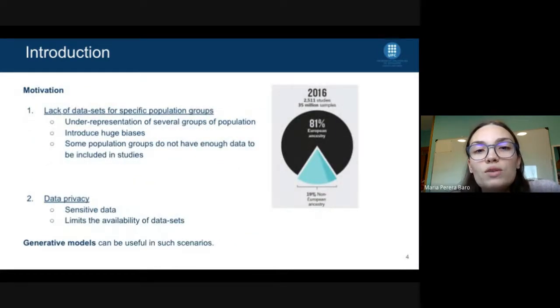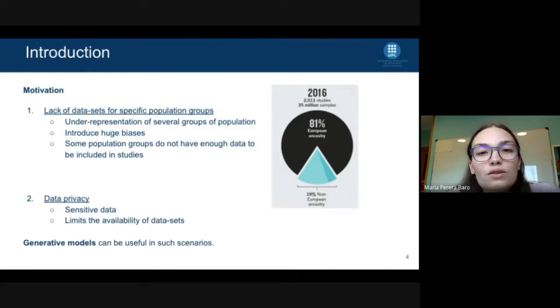There are two main challenges when dealing with biology, medical, and genomics data. The first challenge is the underrepresentation of several groups of populations. Currently, the majority of the human individuals included in genetics studies are Europeans. And this is a critical problem because this introduces huge biases in the results. Thus, some medical treatments work well for Europeans, but not for other populations such as Asians or Africans. So, to sum up, some population groups do not have enough data to be included in studies.